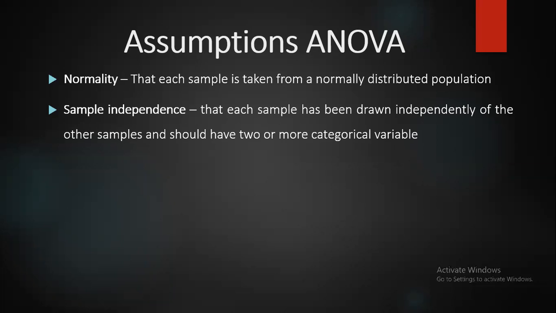Next, you should have two or more categorical variables. Like we can say gender and preferences of color. Gender and preferences of color, these are two categorical variables we can analyze to understand the customers' willingness to buy. So this is a simple example of how the samples should be independent.